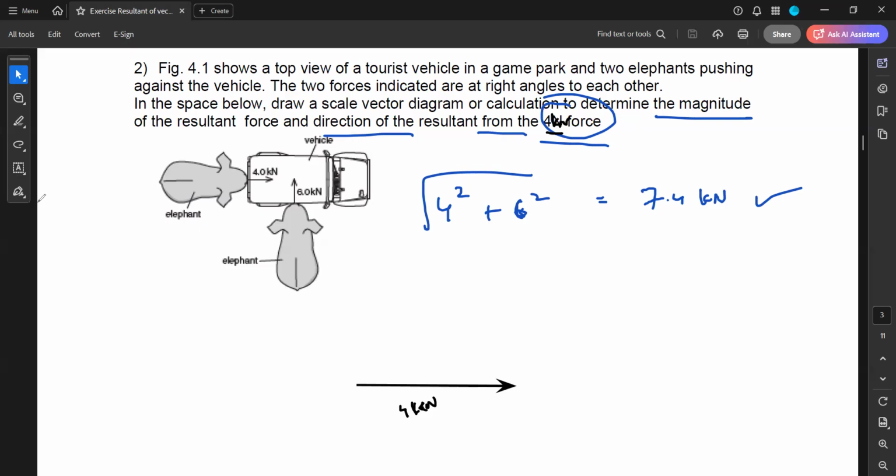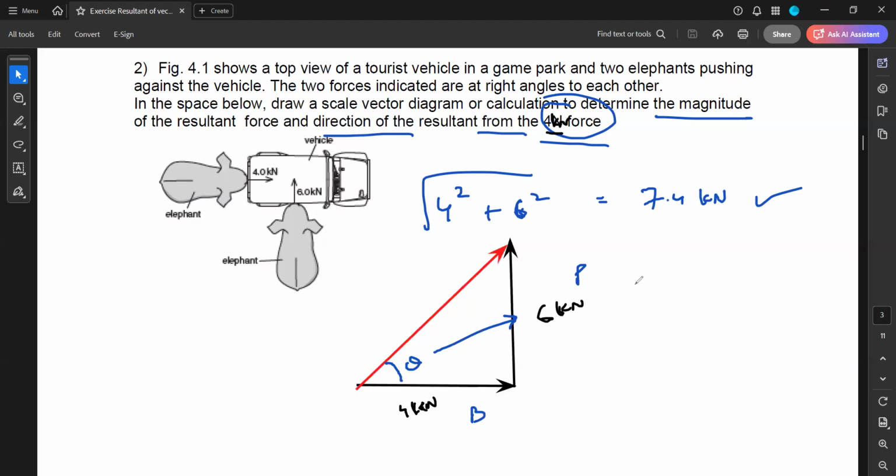Then first I do 4 kilonewton, then I will draw 6 kilonewton. So this is 6 kilonewton. How to get the result? From the tail of the first to the head of the last, that will be the result. So this will be the result. And what about the theta? So this is the theta we need. Opposite to the angle is what? Perpendicular. So this will be the base, because the resultant is always the hypotenuse.